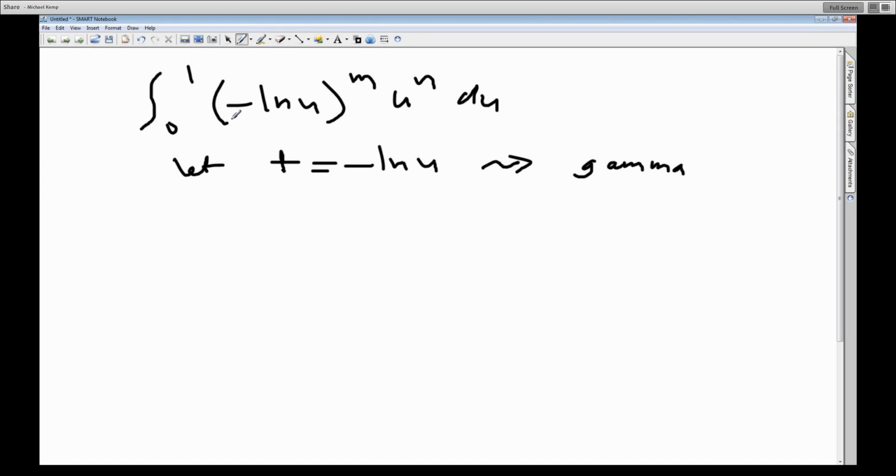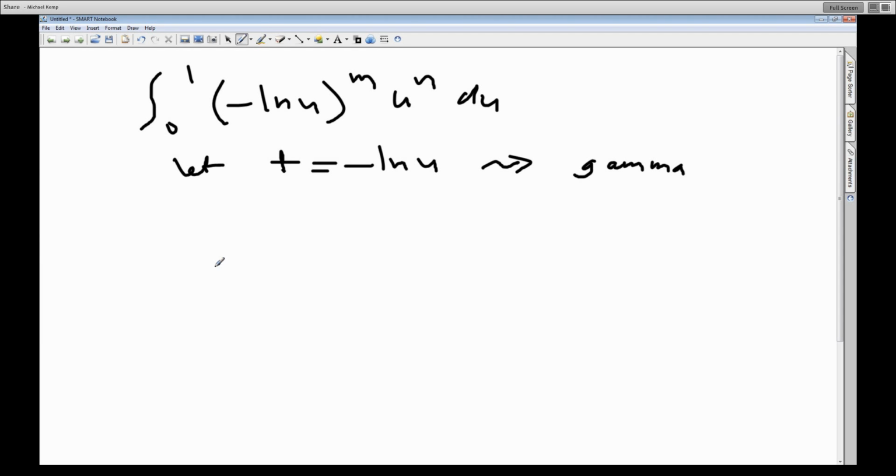So you've got minus log u to the m power. Now, if m's an even integer, for example, the minus sign might disappear entirely. But if it's another fraction like a half or a third or an odd integer, then it's important to remember it's there. So that's some other ones. And if the limits weren't 0 to 1, then you get incomplete gammas.